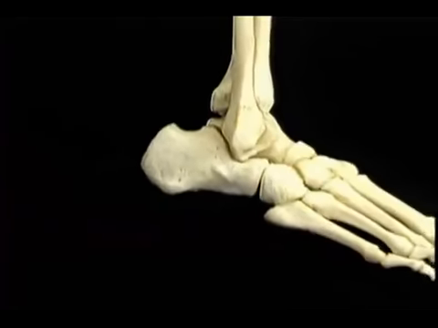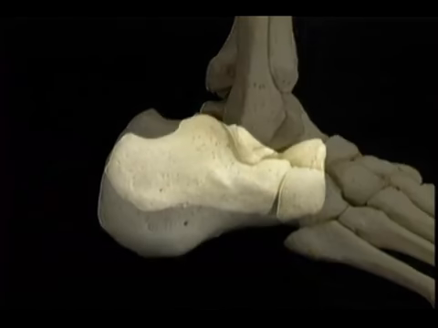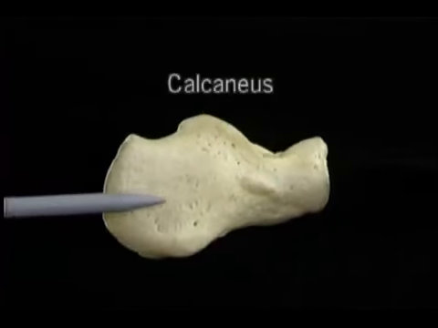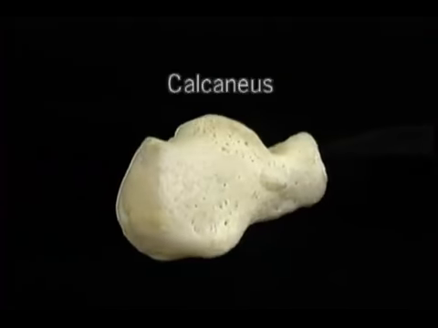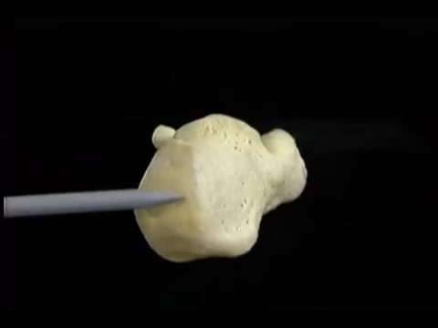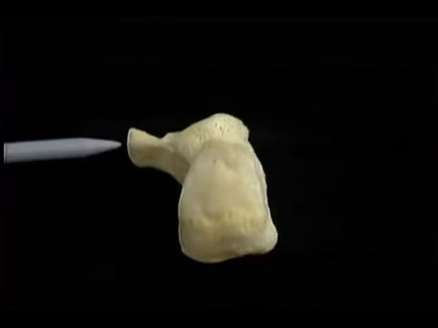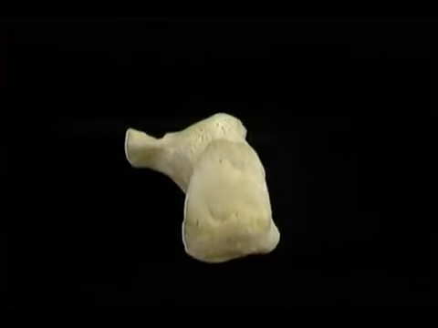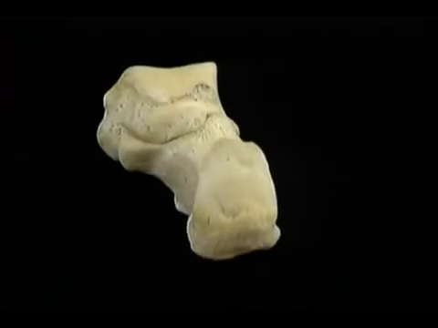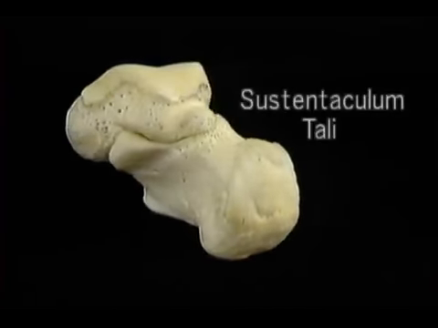Now let's look at the calcaneus by itself. The posterior part of the calcaneus forms the heel. The massive calcaneal tendon, also called the Achilles tendon, is attached here. Here on the medial side there's a projecting shelf which the medial part of the talus sits on, called the sustentaculum tali.